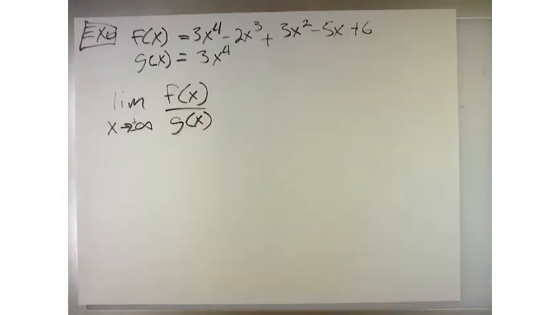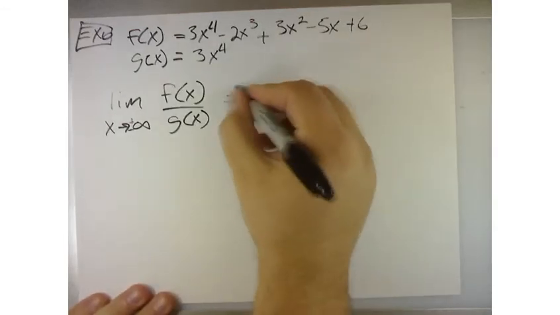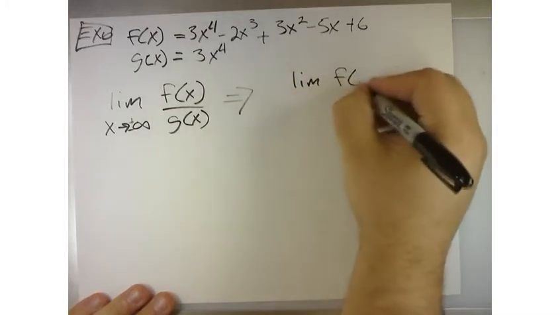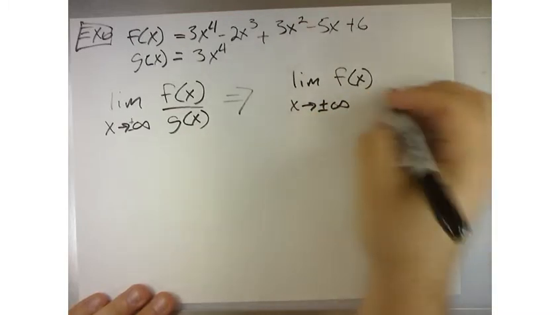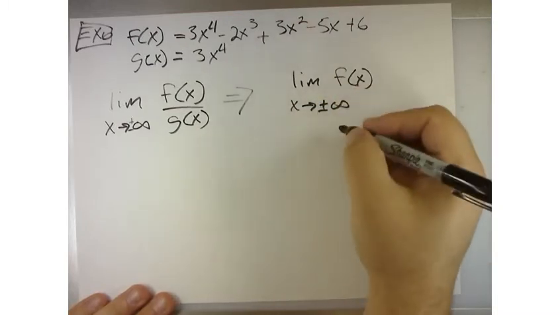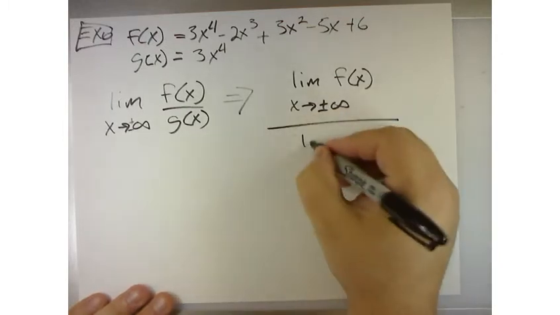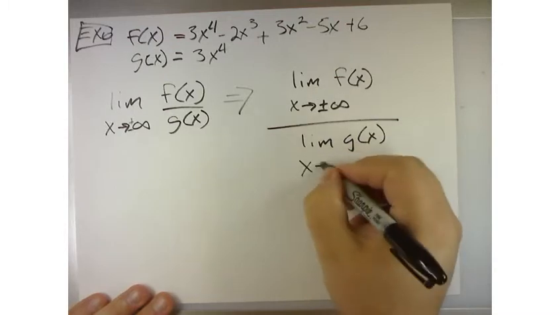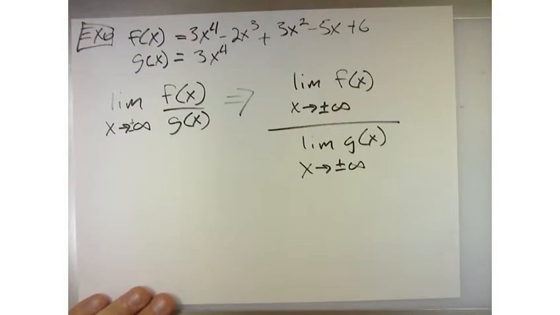All right, now here's the thing. According to our properties of limits, I could do this exact same problem by taking the limit of f of x as x approaches positive or negative infinity, all over the limit of g of x as x approaches positive or negative infinity. Okay, so we're going to do this two ways.